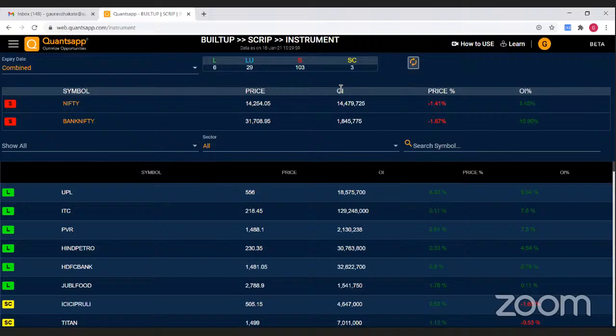And if you see the shorts, the number of stocks which are in the short is 103. So this is something you should be looking at in your top-down approach, because this build-up tool is giving a much broader view of the data: the number of stocks in the long, the number of stocks in the short. Then, you can see the long unwinding and short covering.